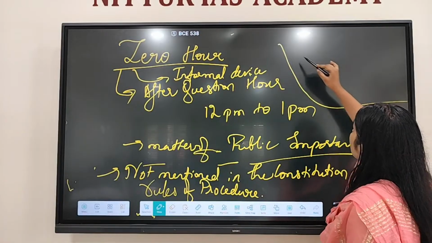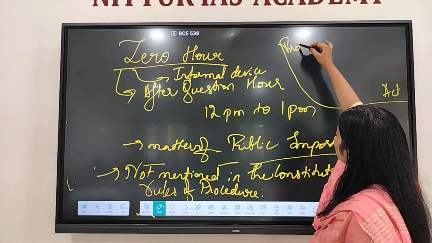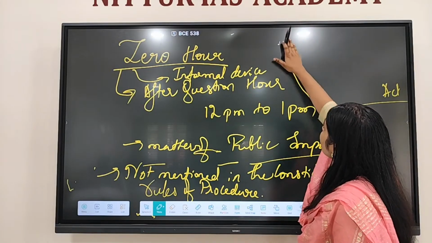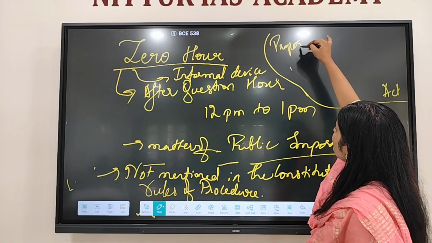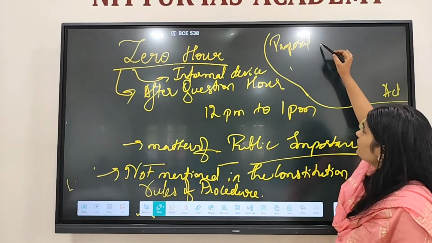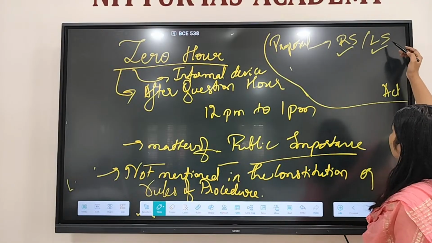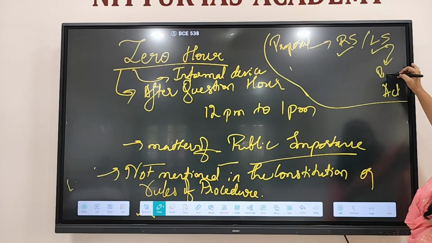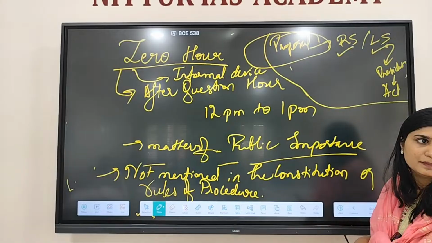In order to bring an act, firstly what should they do? They should introduce a proposal. A proposal should be initiated in either of the houses, that is Rajya Sabha or Lok Sabha. If with the help of voting it passes, then it will be sent to the president. If the president gives the assent, then it will become an act. This is also called a motion. Proposal, motion, all are the same.